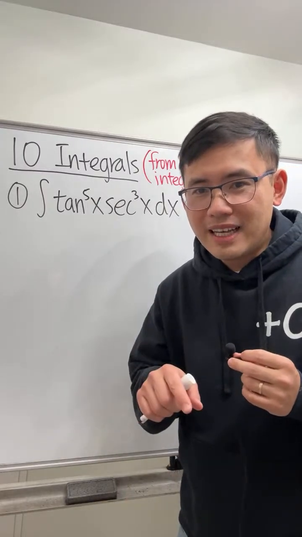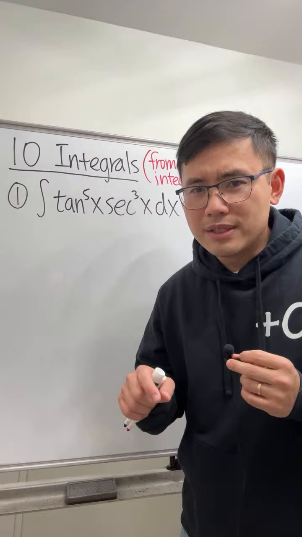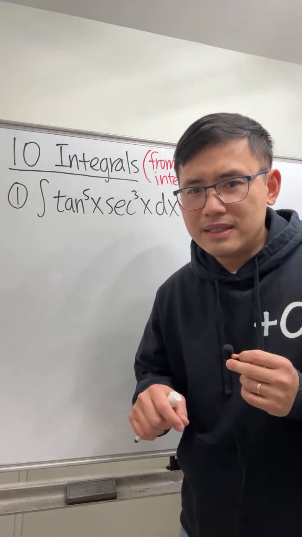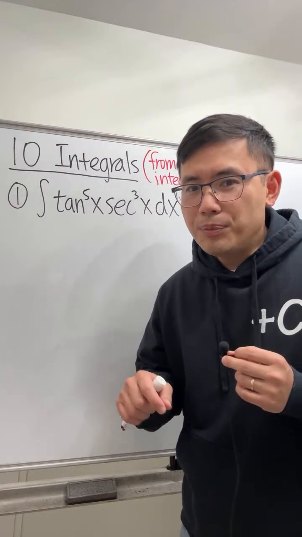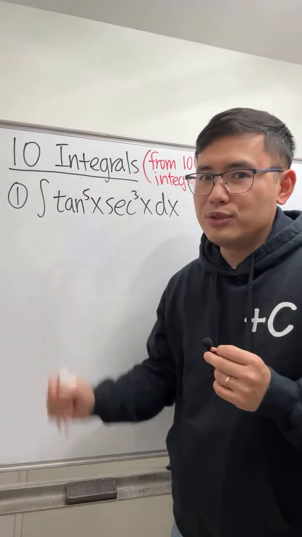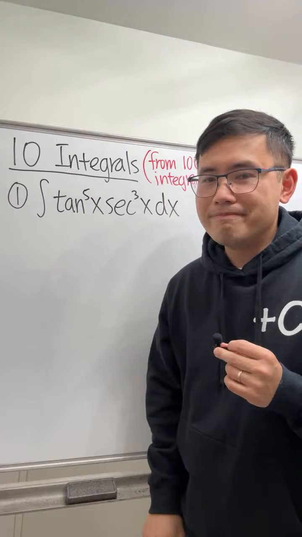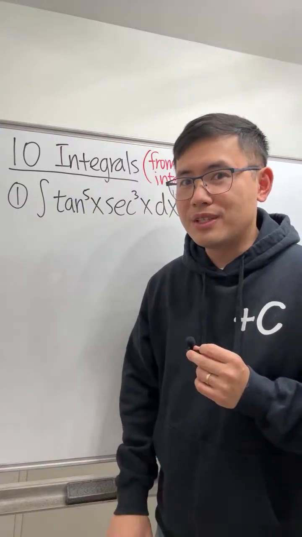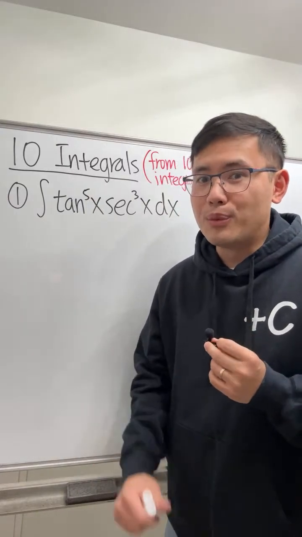Pull out a secant and turn the rest into secant. If you pull out a secant, this is still an odd power for tangent. So remember the identities for tangent, you should see some even powers.